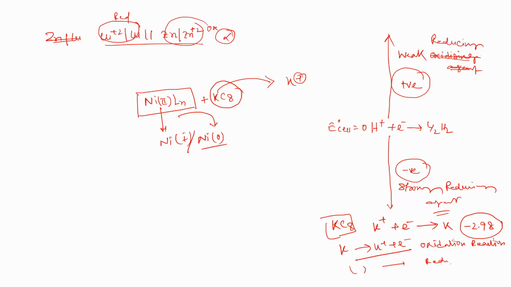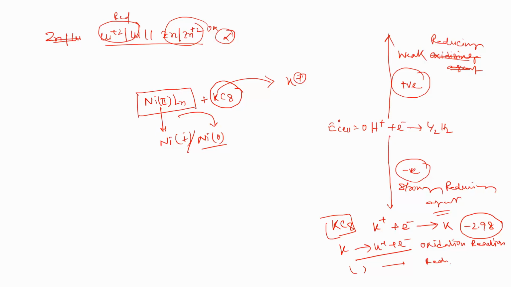This is the potassium graphite, because the potassium graphite has a higher negative reduction potential. When it has a high negative reduction potential, that means the oxidation reactions will be favorable. The oxidation reaction means it will be oxidized. So potassium to potassium plus 1 will be easily formed. Oxidation reactions will be favorable, which means the potassium acts as a reducing agent.